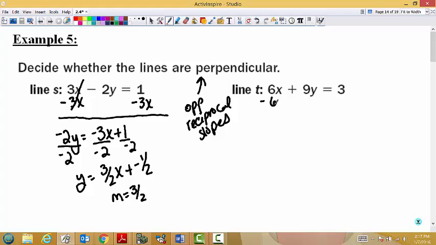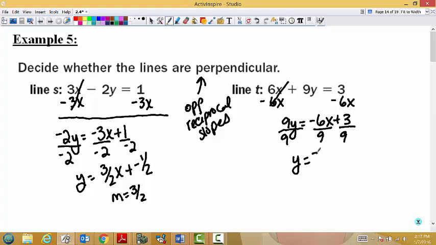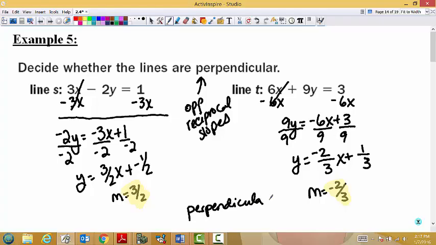And then over here, if I solve for y, so that's 9y equals negative 6x plus 3. Divide all the way across by 9. So y equals negative, if I reduce that by 3, 3 goes into 6, 2, 3 goes into 9, 3. And 3 and 9 would be 1/3. So this slope is negative 2/3. So if you look at them, this one, 3/2, negative 2/3, so they are perpendicular because they are opposite reciprocals. Yes.